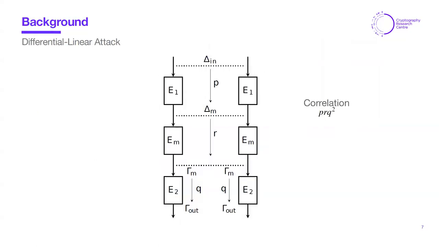Let's move then to the main techniques to do cryptanalysis against ChaCha. We have the differential-linear attack. In this attack, the attacker aims to divide the cipher in 3 parts: the top part, the middle, and the bottom part. In the top part, the attacker looks for a differential distinguisher, in the middle for a differential-linear distinguisher, and in the bottom part for a linear approximation. If the top part occurs with probability p, the middle with correlation r, and the bottom with correlation q, then the total correlation is p·r·q squared. If you want to distinguish a cipher from a pseudorandom permutation, then you need to use this quantity of data.